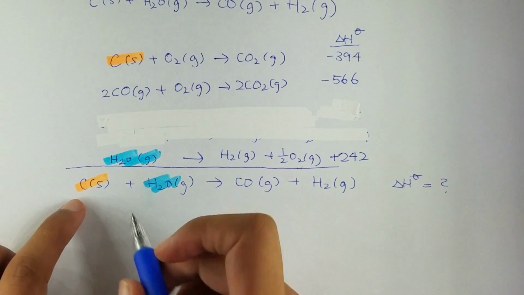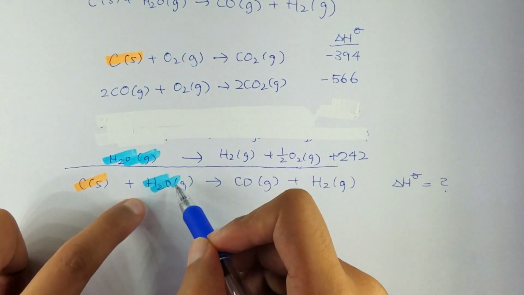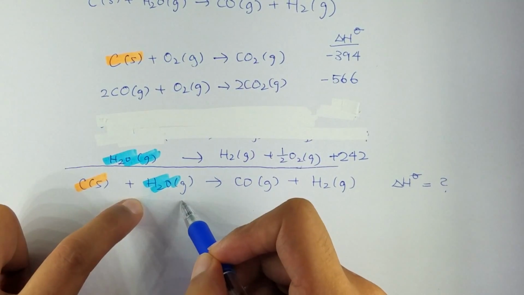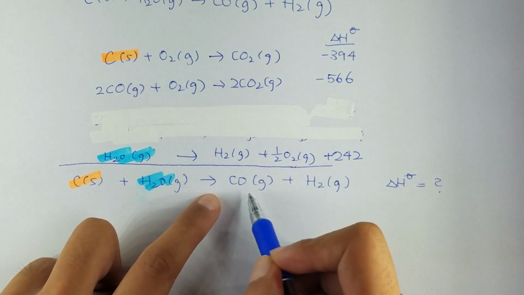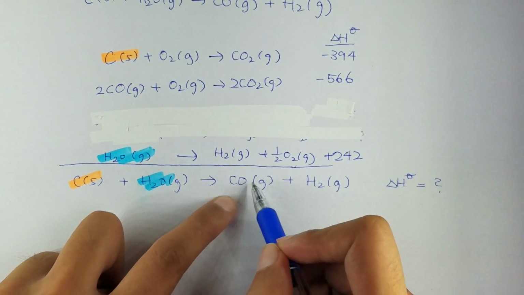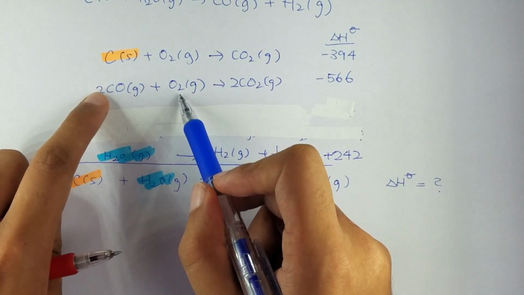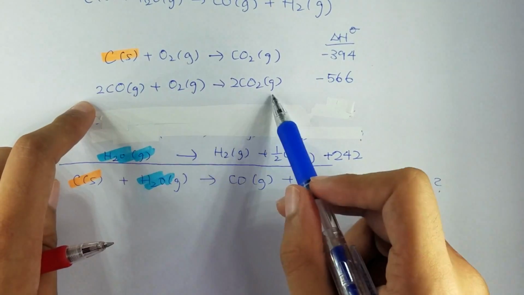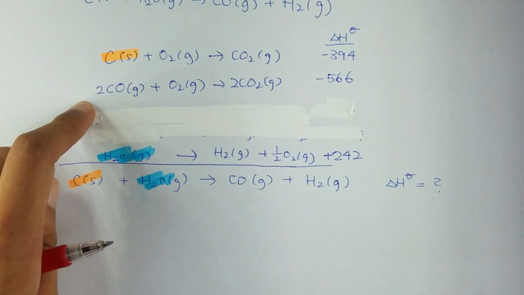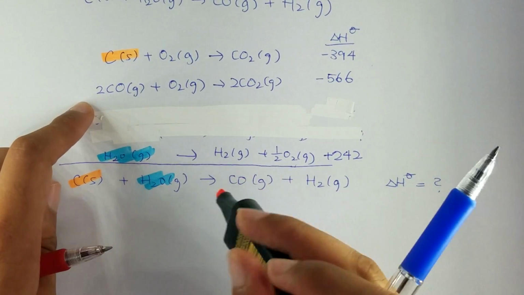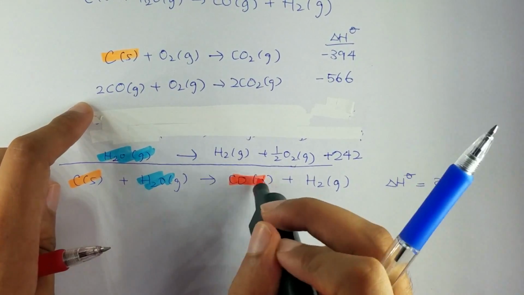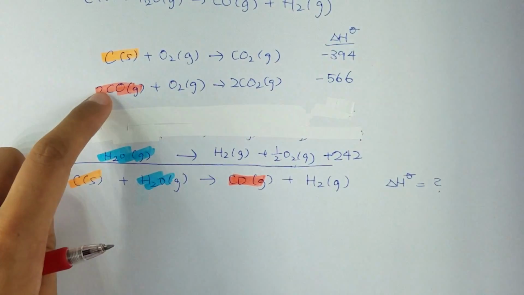So we have dealt with the first one, carbon, and we have also dealt with the water. Now we move on to the right side of the equation. The right side requires carbon monoxide on the right. So let's look at this equation. The only thing that we have not touched is the second equation. Okay, so the second equation has carbon monoxide, but it's on the left side.